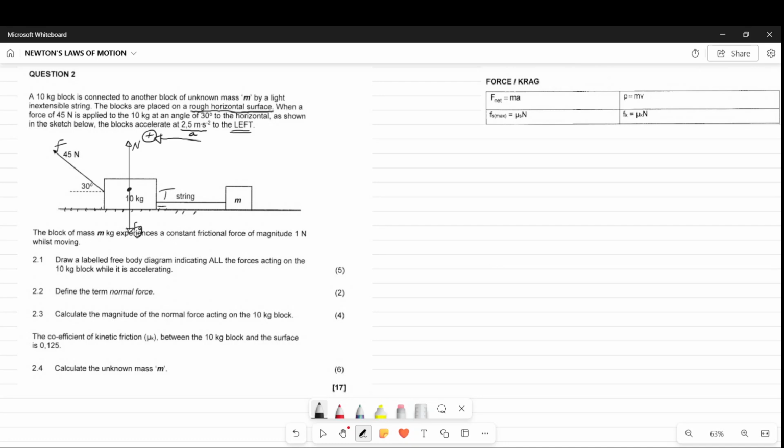We're also going to add friction, a little bit smaller here. Remember, friction opposes the motion. Since this block is moving in this direction, friction will oppose the motion. Friction always opposes the motion; it does not support the motion. So that is the free body diagram for the 10 kg block.